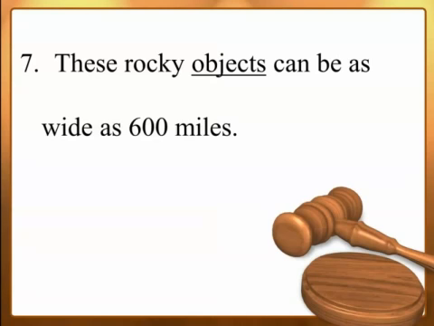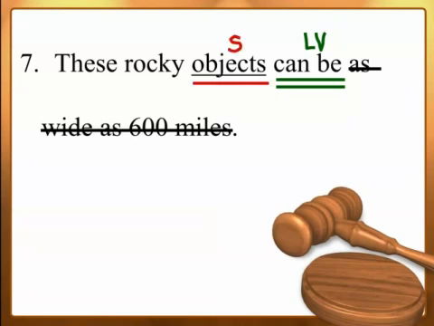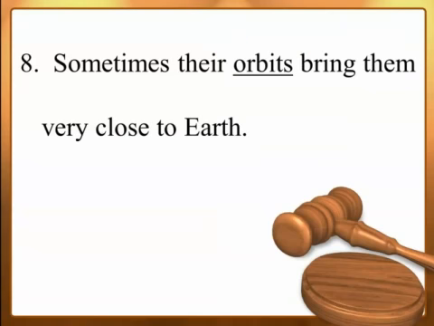Number 7, these rocky objects can be as wide as 600 miles. And get rid of the phrase. I'm going to find my linking verbs. Can be, linking. What can be? Objects can be. Can be what? There is no direct object or indirect object or predicate noun, and it would be a predicate noun because it follows a linking verb, but there's none in this sentence.